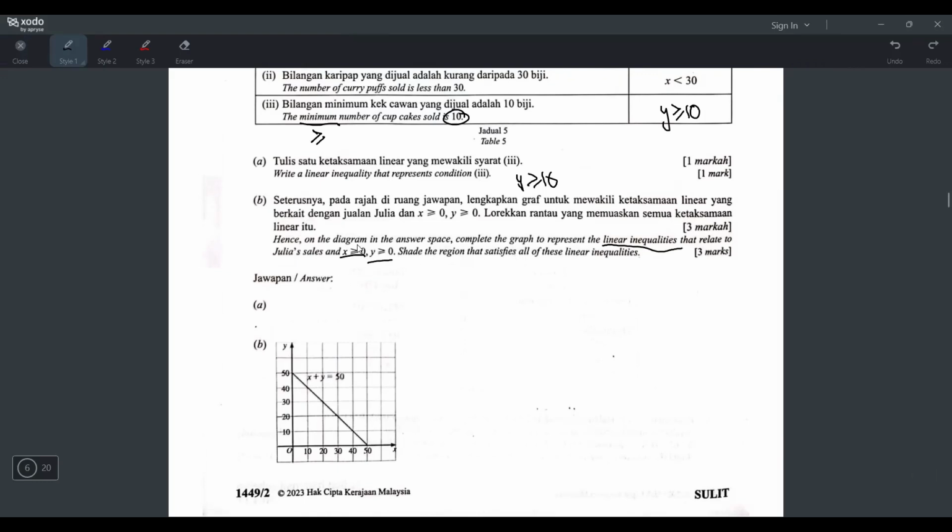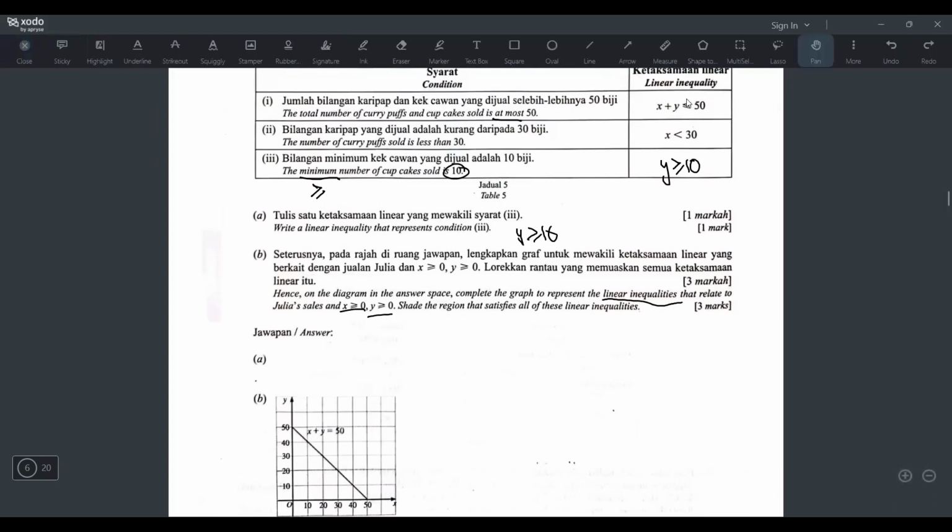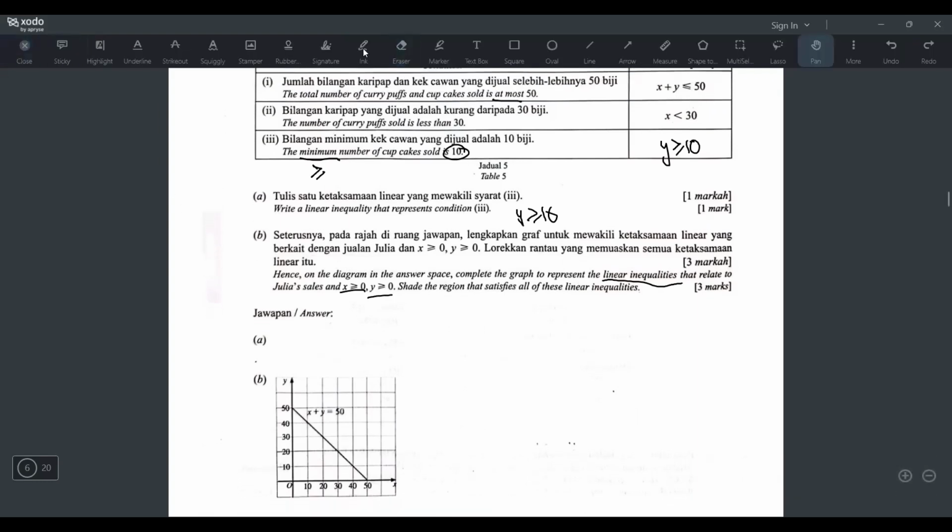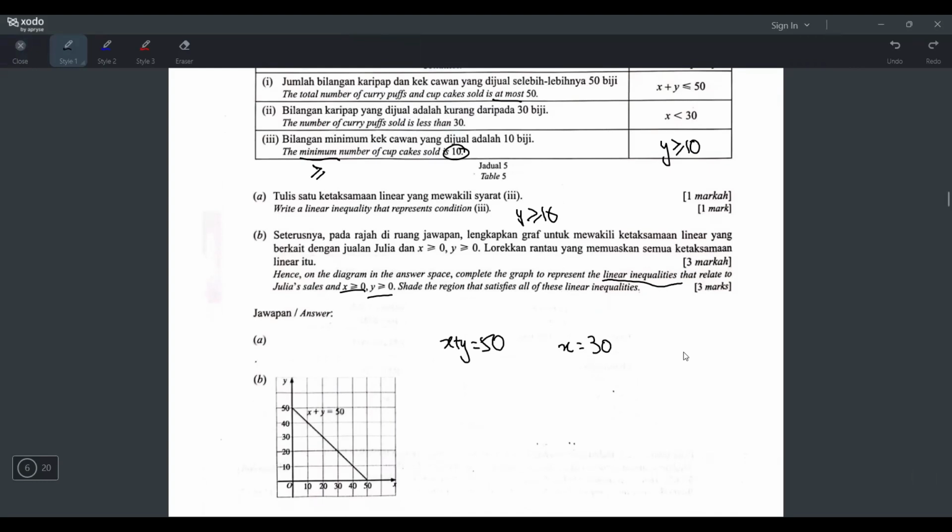And also they say X bigger 0, Y bigger 0. Because X, Y represents number of curry puff and number of cupcakes. So dia punya quantity must be positive. It means later when you shade the region, it must be X bigger positive, Y bigger positive. So everything is in the first quadrant lah. But before I start to shade the region, I have to make sure I have all these 3 lines first. First line being X plus Y equals 50. Next line being X equals 30. And the next line is Y equals 10.